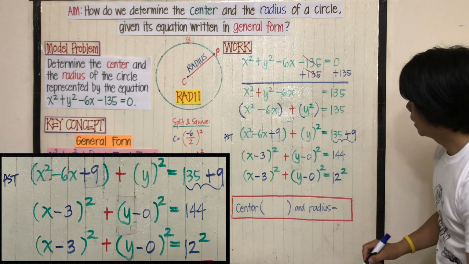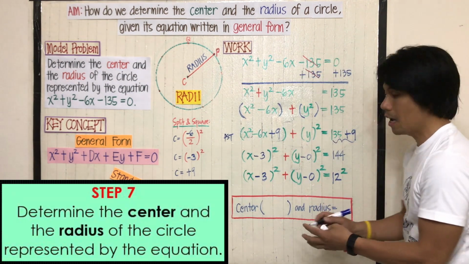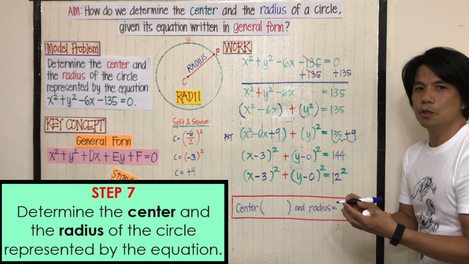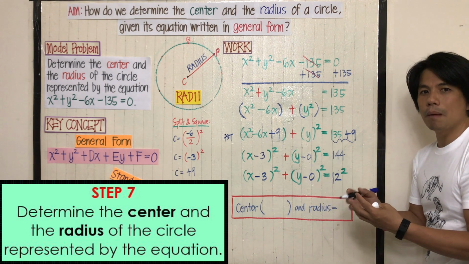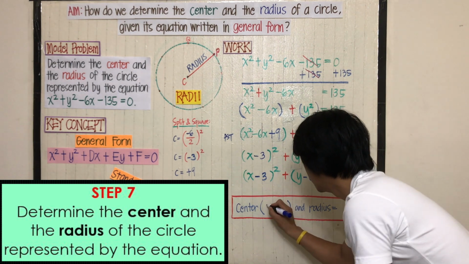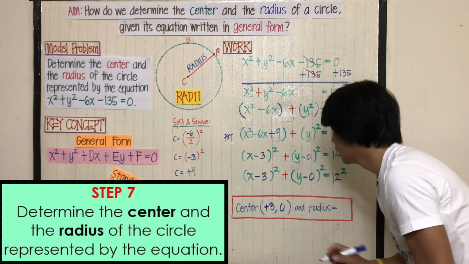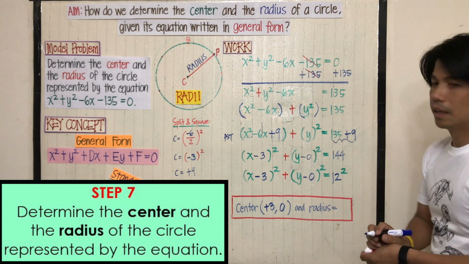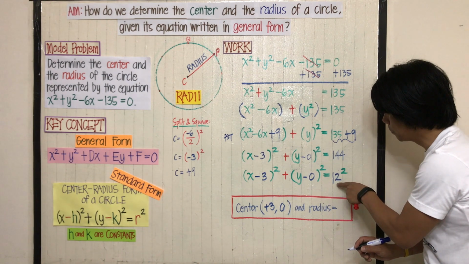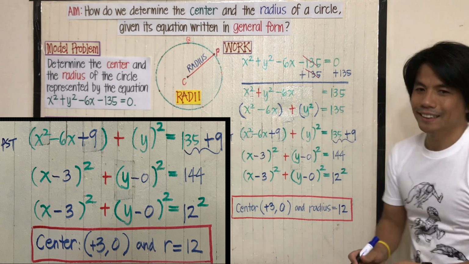Now, since it's written in center radius form, we can identify the center, which is again these x and y values. What do we do with them? We take the opposite sign or change the sign. So negative 3 becomes positive 3. And 0 is a neutral number, there's no sign, so it's just a 0. Clear? Now, the base of this term, 12 squared, is the radius. That means the radius is 12. And there you have it.